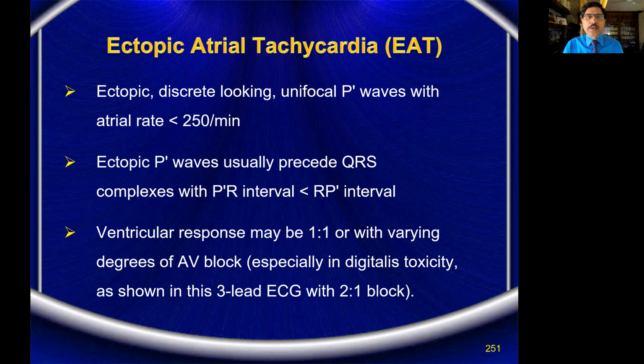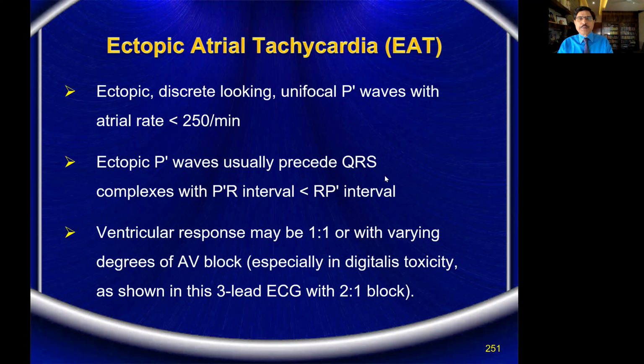Ectopic atrial tachycardia, these are of course ectopic beats. How do I know ectopic or not? Depending on the shape of the P wave. Because the one which is originating in the sinus node will have a particular shape. And if it is originating in a focus distal to the sinus node or away from the sinus node, it will have a different shape. And discrete looking, that is very separately looking, unifocal P waves with an atrial rate of less than 250. If it is more than 250, it is fibrillation only, because there is no contraction going on there.